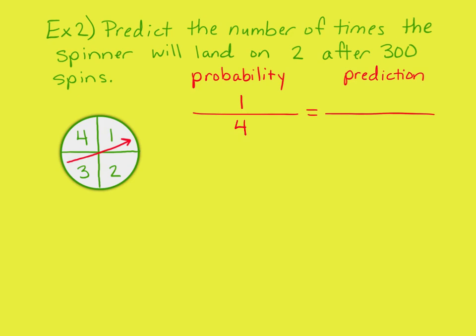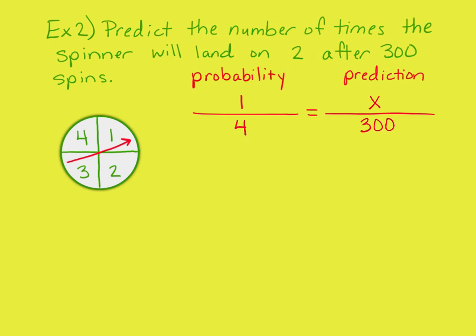And then the prediction would be after 300 spins. So out of a total of 300, how many times would it land on that number 2? So x times out of 300 would be equal to 1/4. And this is not the only way we could solve this. We could just simply find out what 1/4 of 300 is. But we're going to go ahead and solve this by using this proportion.